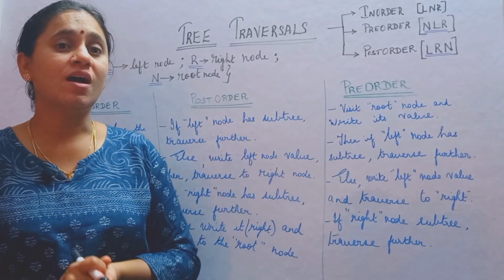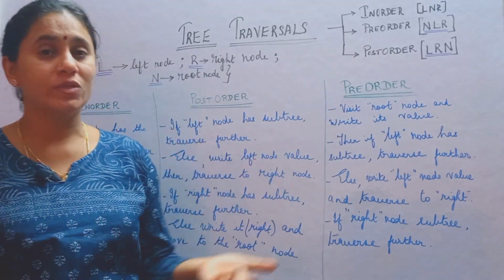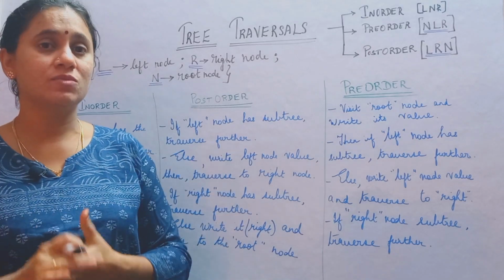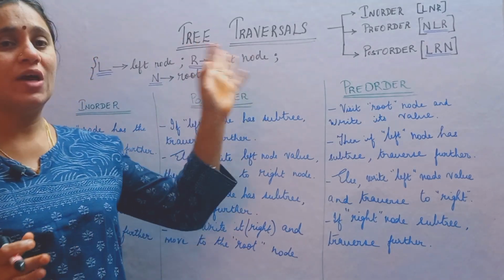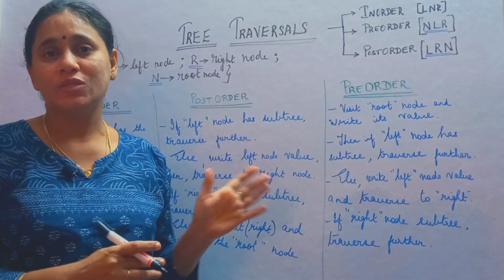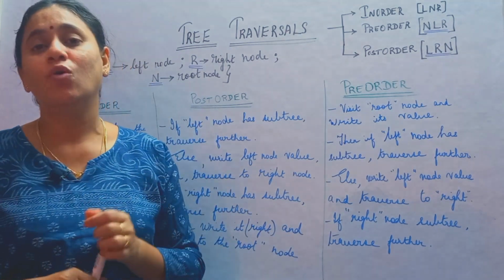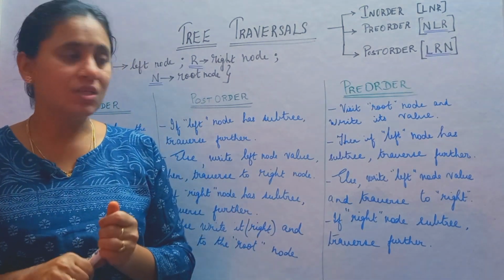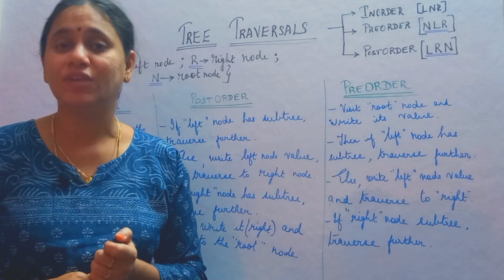Now we are going to start with the discussion of very important questions of data structures and algorithms. So that is tree traversals. It is a very important question and also a very easy one to solve. If you see, it is going to come under binary tree, right?